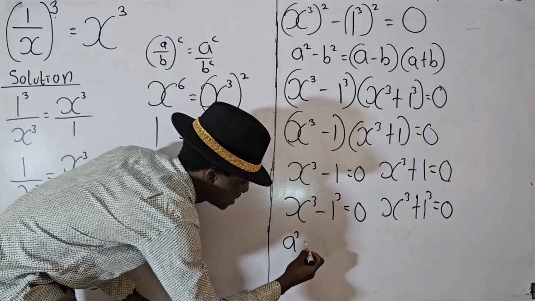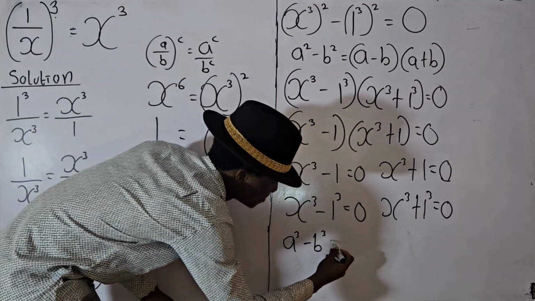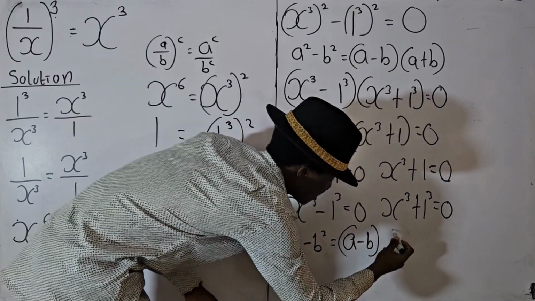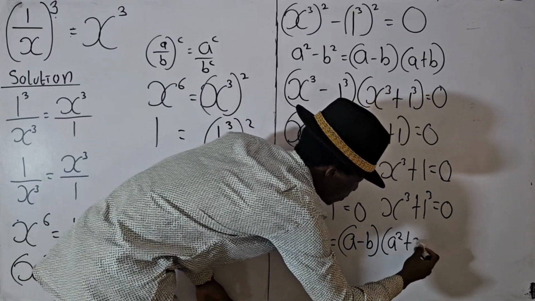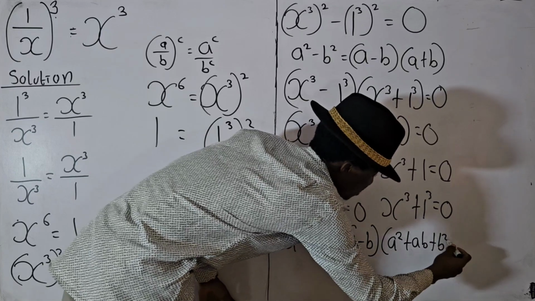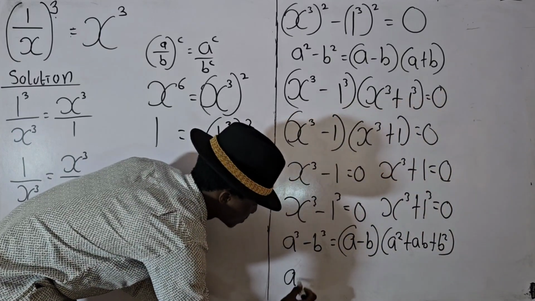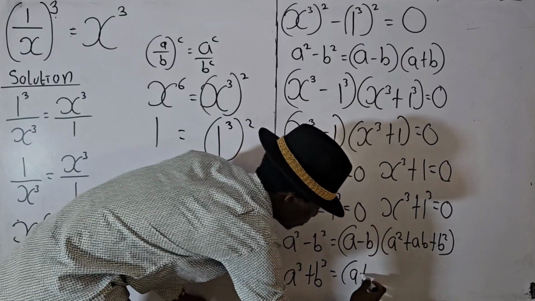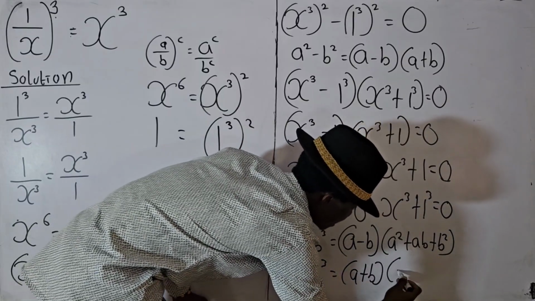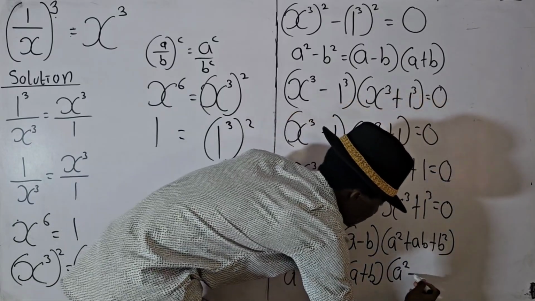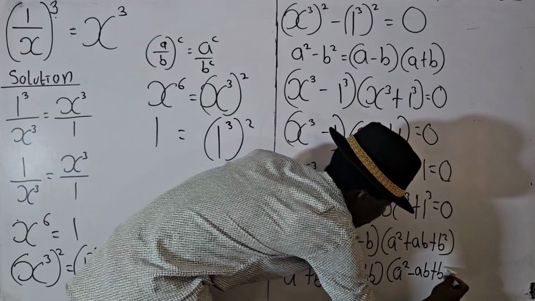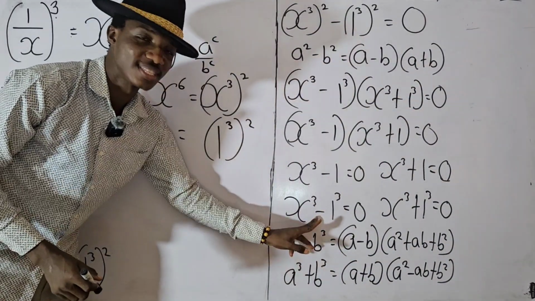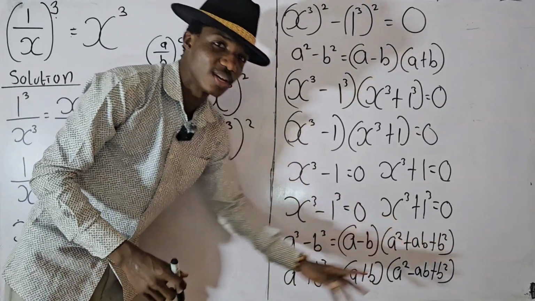A raised to the power of 3 minus b raised to the power of 3 can be written as a minus b multiplied by a squared plus ab plus b squared. Okay? And also, a raised to the power of 3 plus b raised to the power of 3 can be written as a plus b multiplied by a squared minus ab plus b squared. So this identity, I'm going to use it here. This identity, I'm going to use it here, okay?